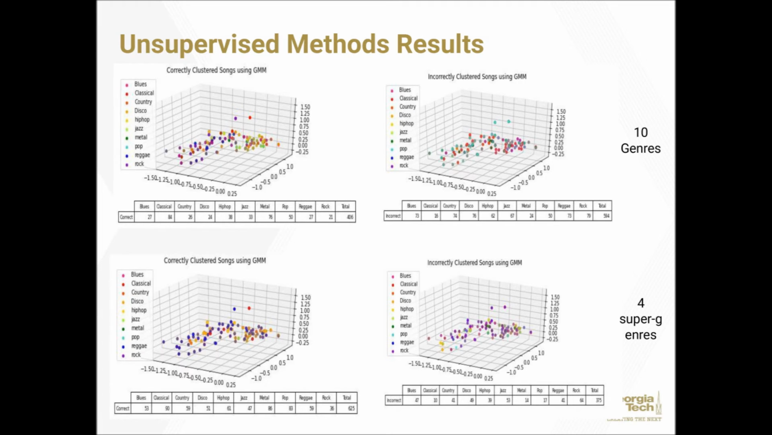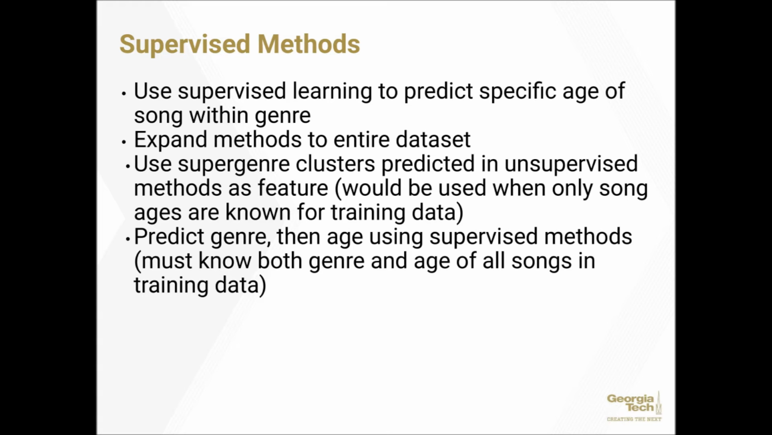While unsupervised methods were honed for the purpose of grouping songs within similar genres and cannot be used to specify genre names, supervised methods were then used to predict specific ages of each song. We first used supervised methods to predict the ages of songs within one genre. Then we expanded these methods to the entire dataset. We then used the supergenre cluster numbers predicted in the unsupervised methods as a feature to use within the supervised methods. Then we predicted both the genre and the age using supervised methods.